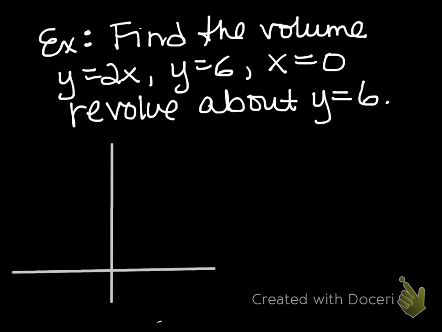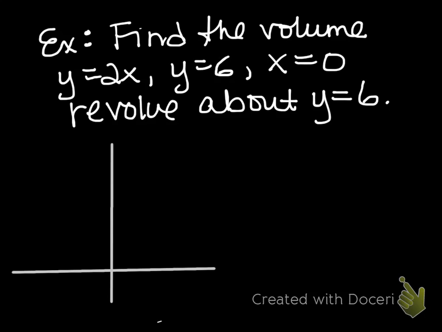This is video number 3 in the volume using the disk method. In this video I'm going to show you how to find the volume of a region in which we revolve about any horizontal or any vertical axis. Okay, so in this example we have y equals 2x, y equals 6, and x equals 0. That area is going to be revolved about the line y equals 6.